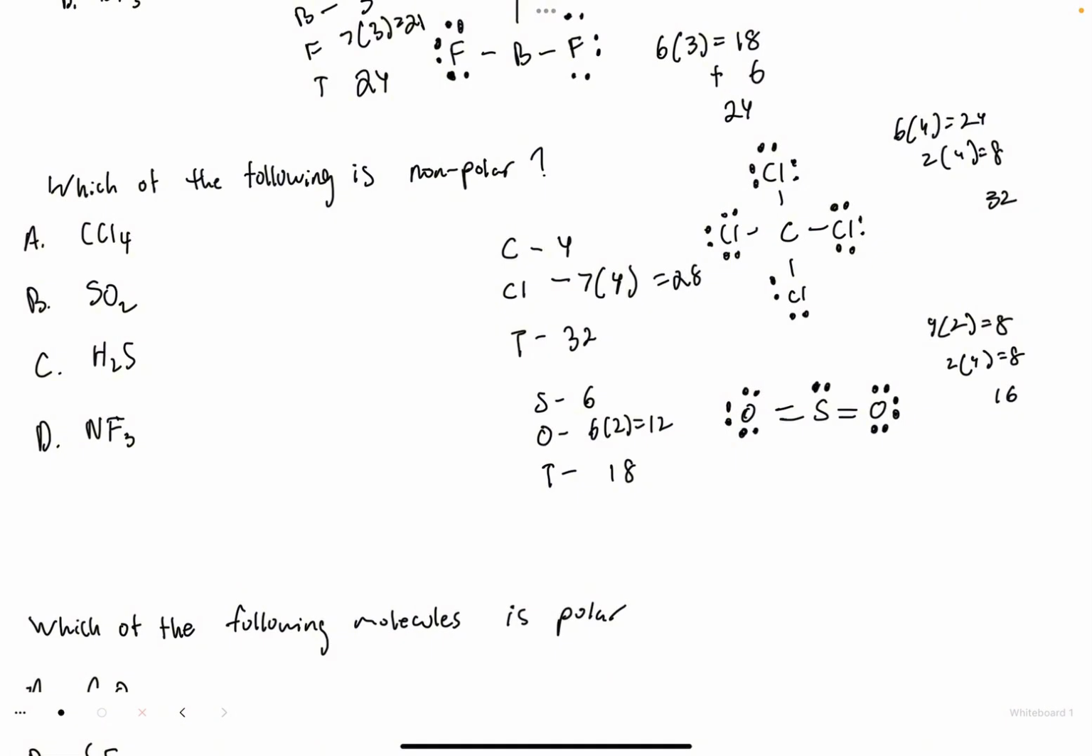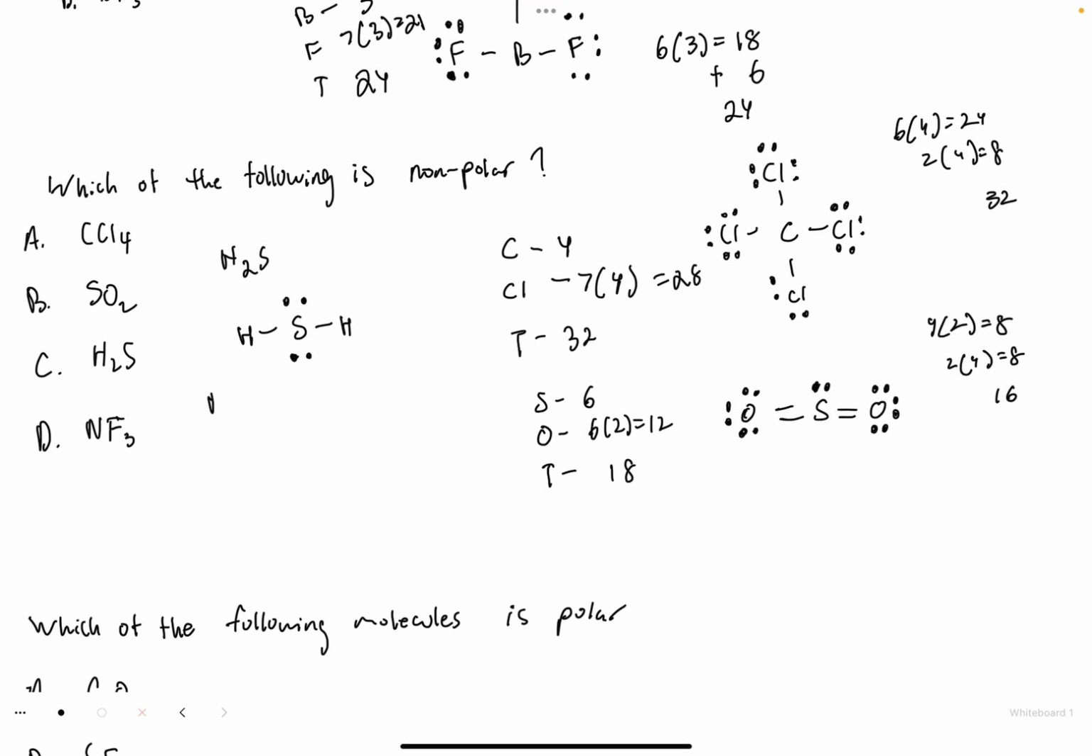So the next one is H2S. Again, as I've stated before, you don't really have to calculate the valence electrons. You can just make sure that sulfur has 8 valence. So that's obviously going to be polar.